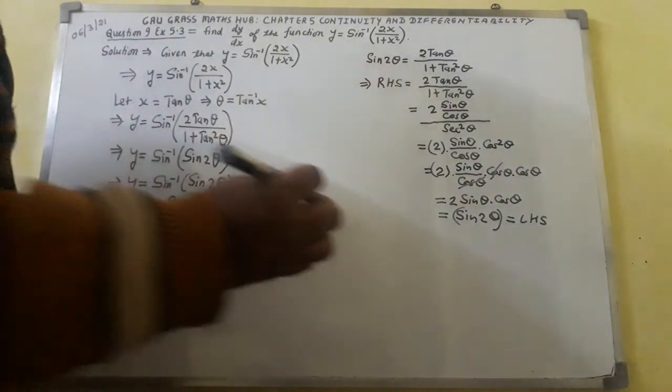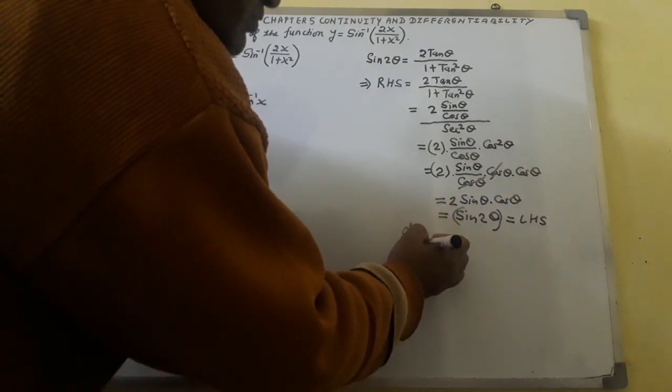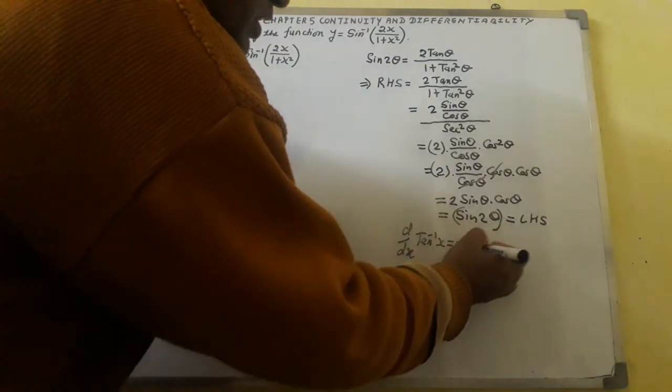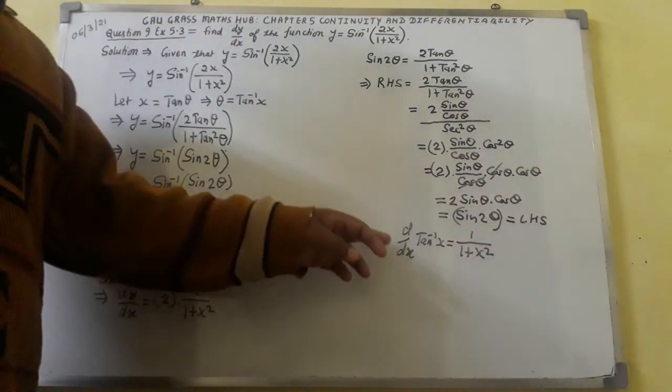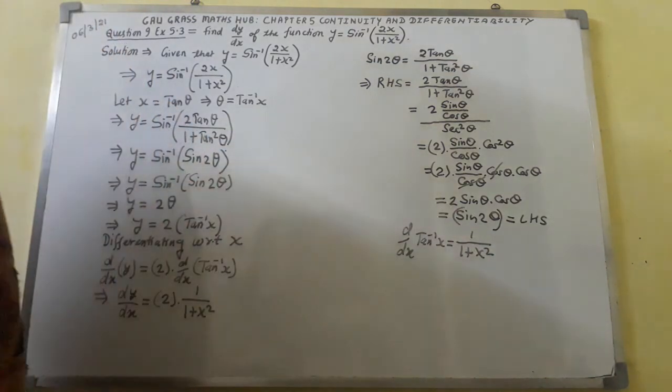This is the formula d over dx tan inverse x is equal to 1 over 1 plus x square. This formula must be used here. Okay guys, thanks. The correct answer will be dy over dx equal to 2 over 1 plus x square.